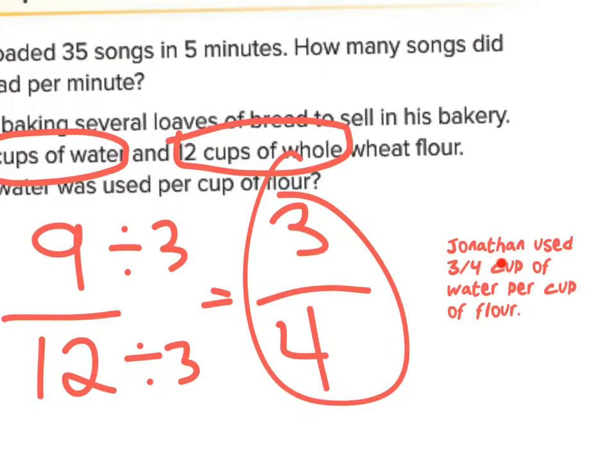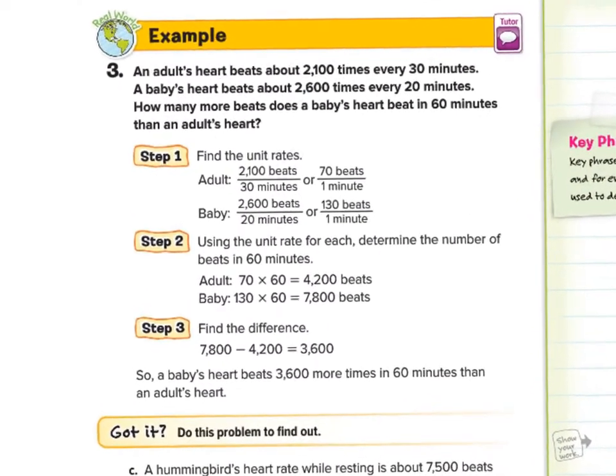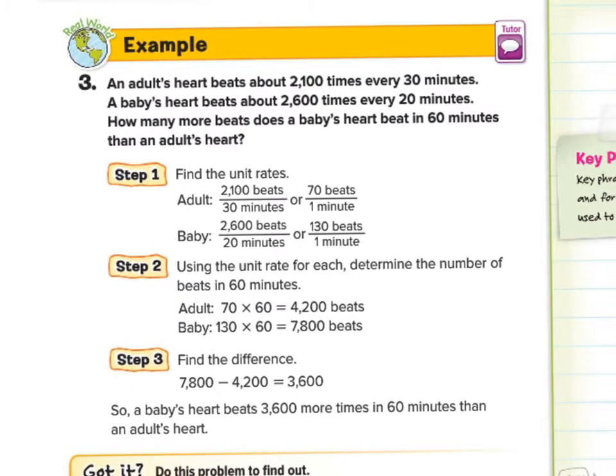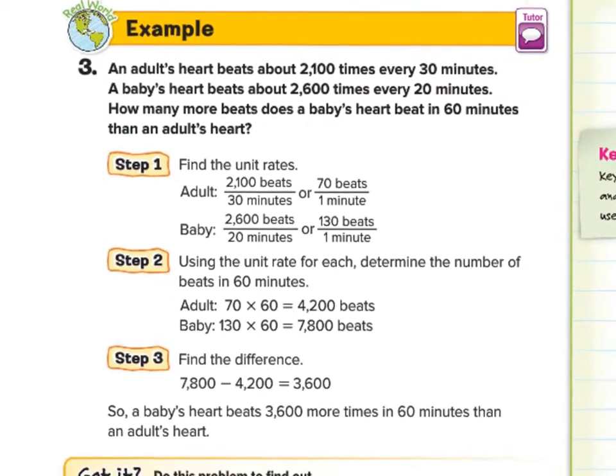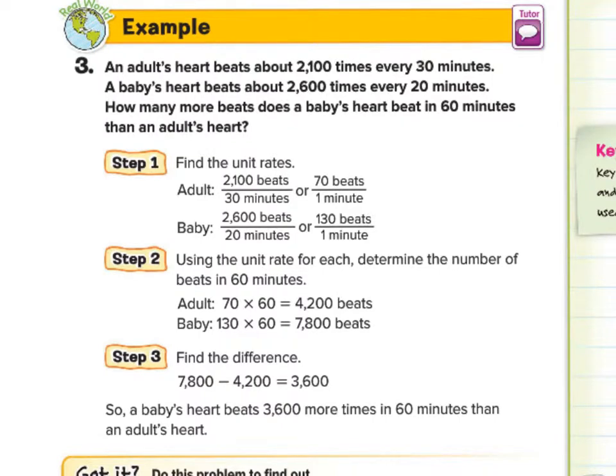Again, Jonathan used 3/4 cup of water per cup of flour. So for each one, there you have it. For the sake of saving time, take a look at example 3, because you're going to be expected to learn these contents on your own by simply reading through these resources.